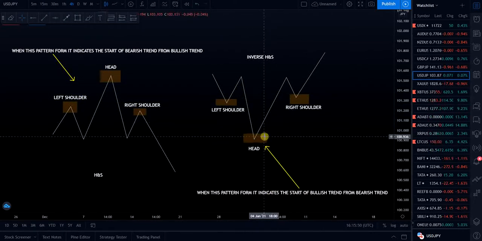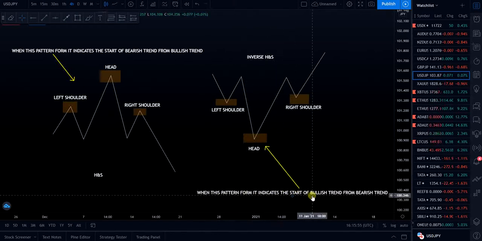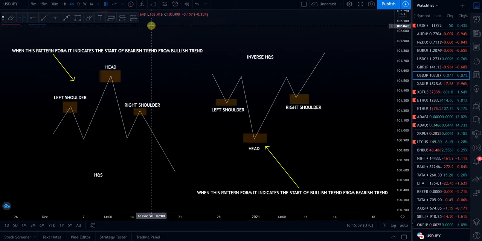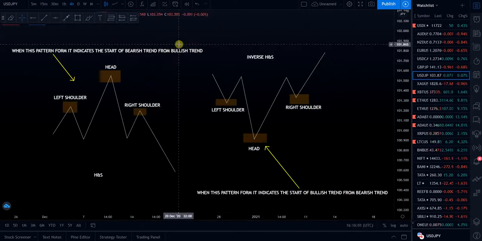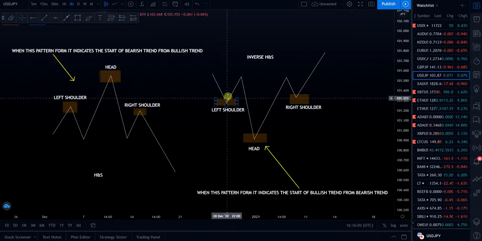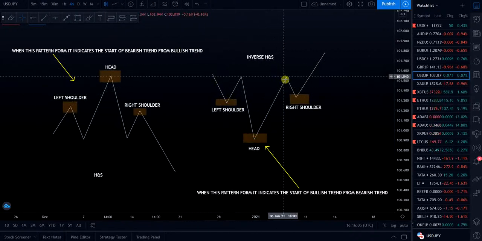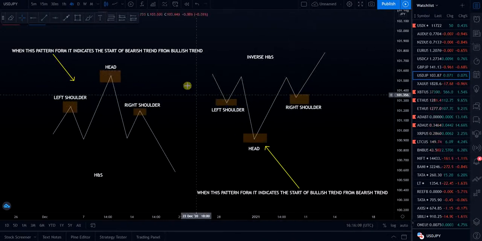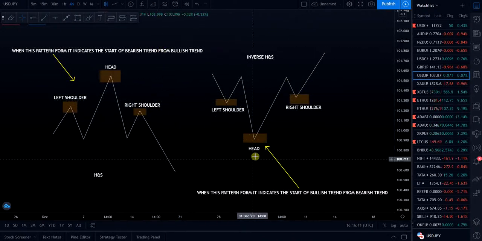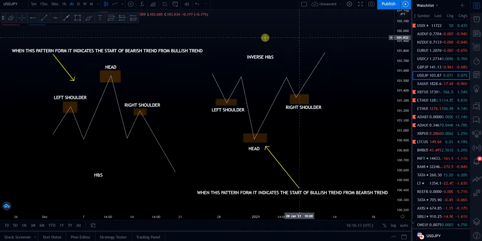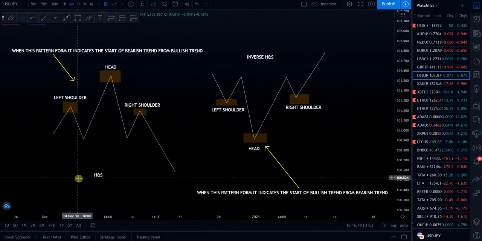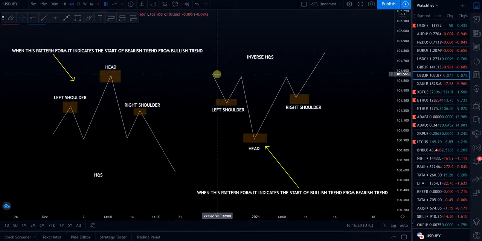And when this inverse HNS pattern forms, it indicates the start of a bullish trend from the bearish trend. You can imagine that the market is coming from this side in a downtrend, and when this pattern forms, it indicates that the trend is changing from bearish to bullish. So guys, remember this: whenever you find these patterns, trade accordingly.